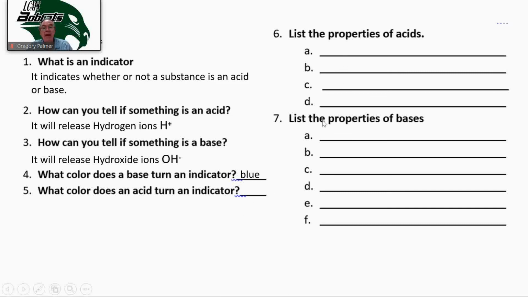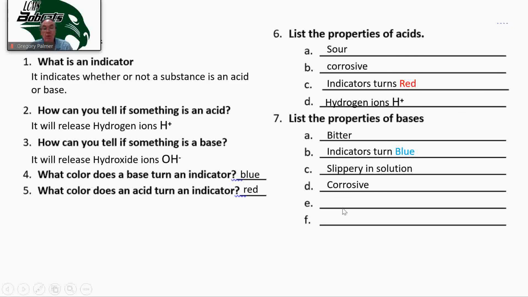And the properties of acids that we just covered. Okay, they taste sour. They're corrosive. A lot of times they're used to clean metals. They'll eat through particularly metals. They turn indicators red. They make hydrogen ions. Properties of bases we just learned about. Bases are bitter. They turn indicators blue. They feel slippery in solution. A lot of them are soaps. They're also corrosive like acids. They make hydroxide ions. And they're crystalline solids when they're not dissolved.